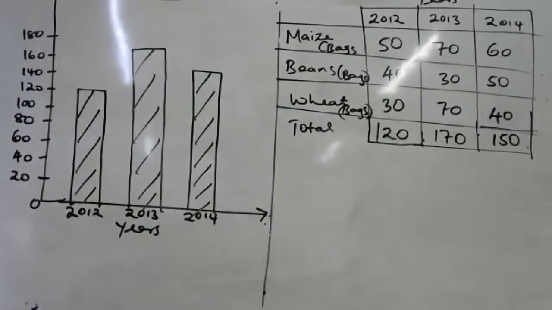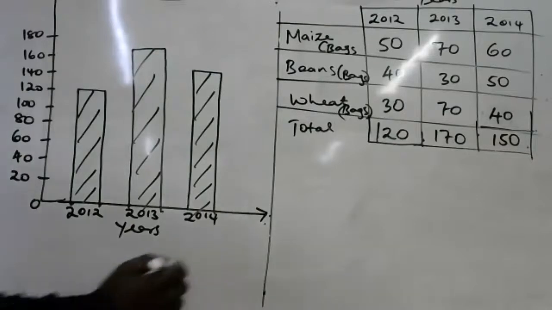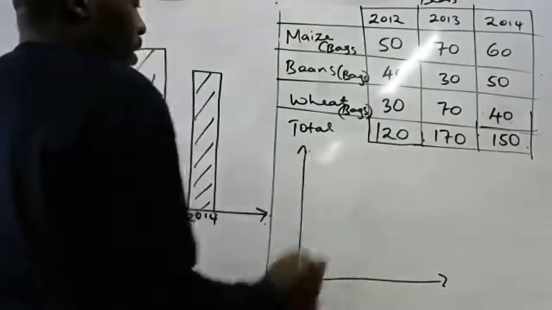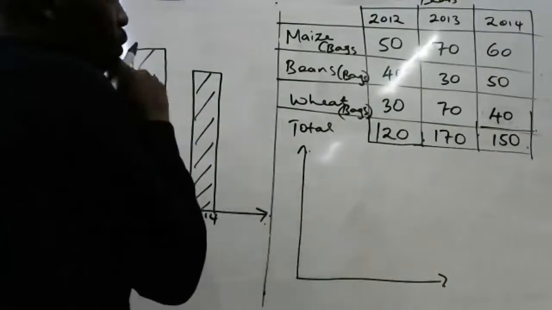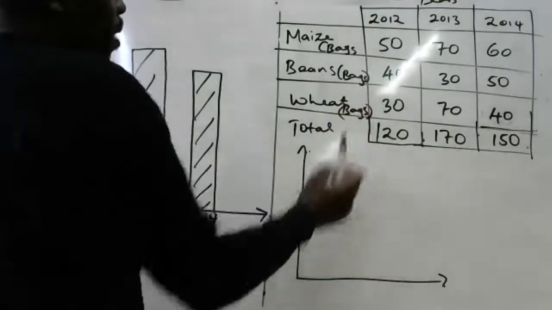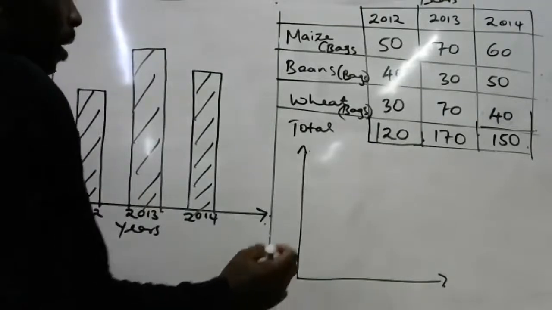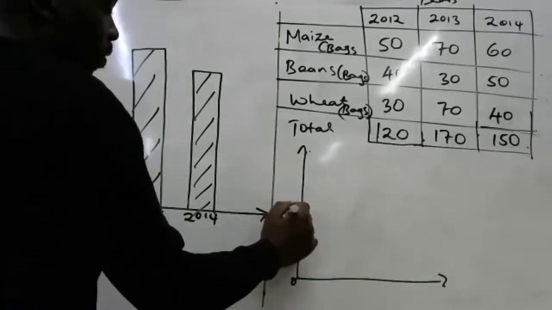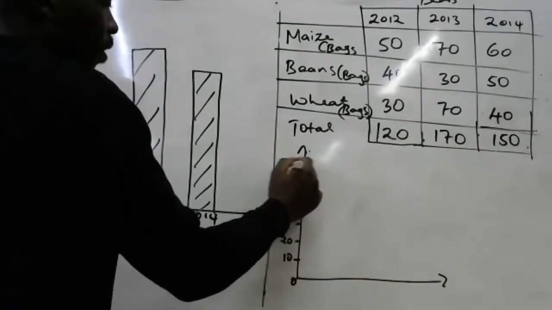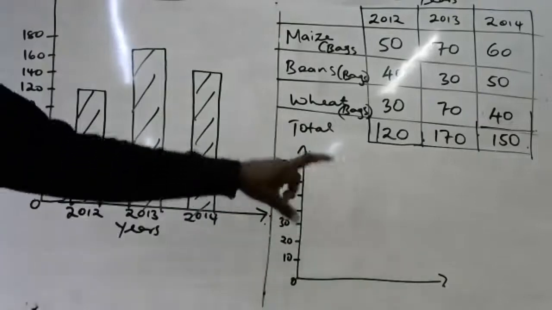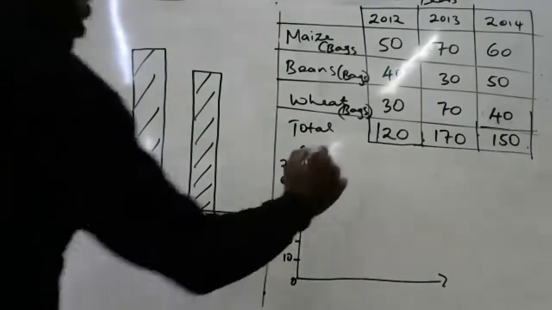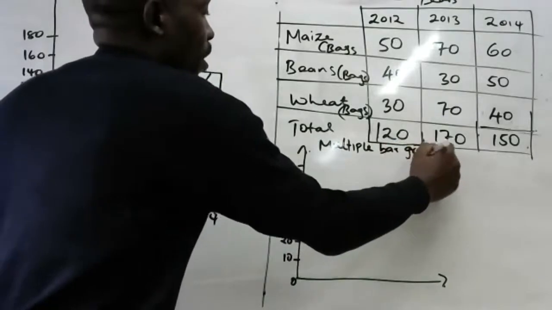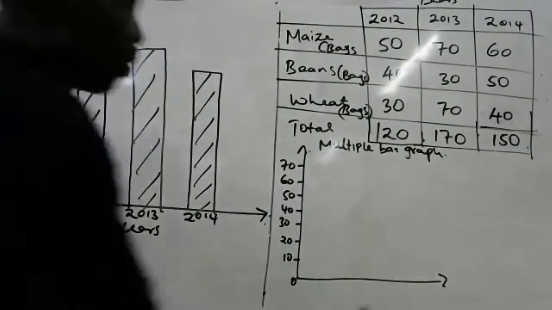Then we go to the next type of bar graph, which is known as the multiple bar graph. I want to believe that it has been explained now. The multiple bar graph is also very easy. Let me have 0, 10, 20, 30, 40, 50, 60, 70. I think that is the height. In multiple bar graphs, we don't use the totals. Let me write here: that is a multiple bar graph. But what we normally do is this.